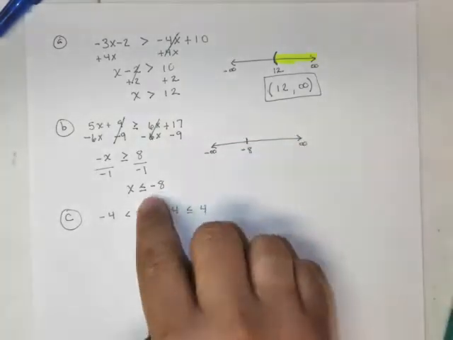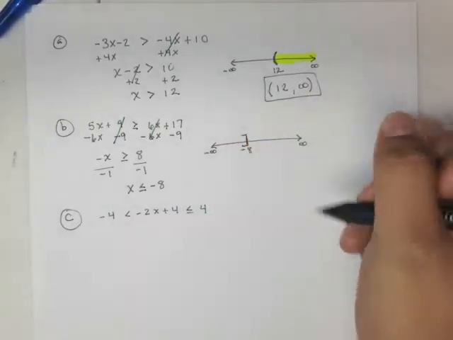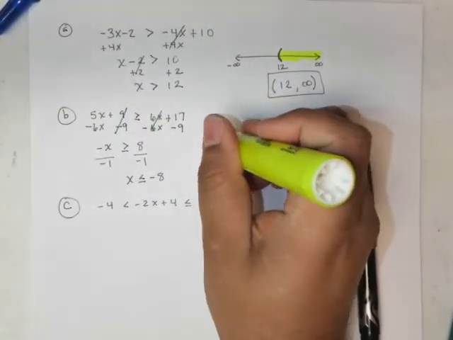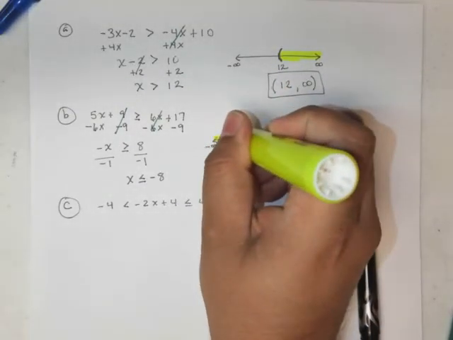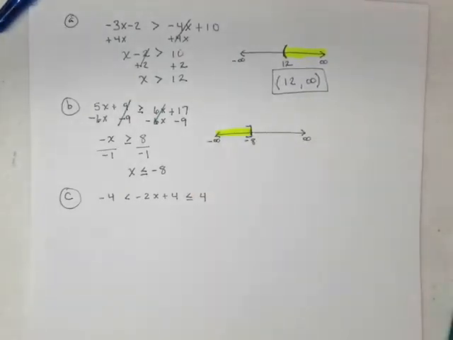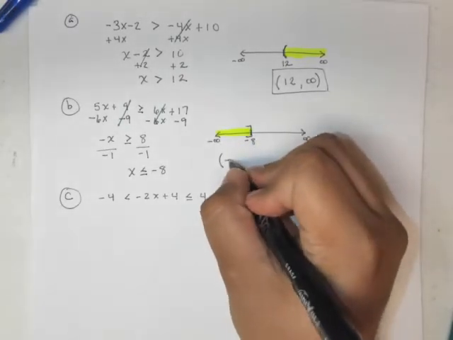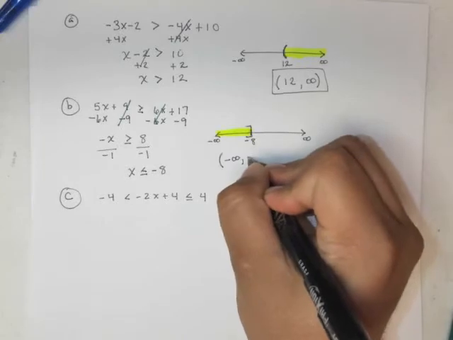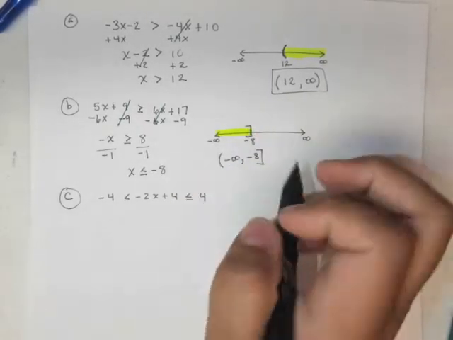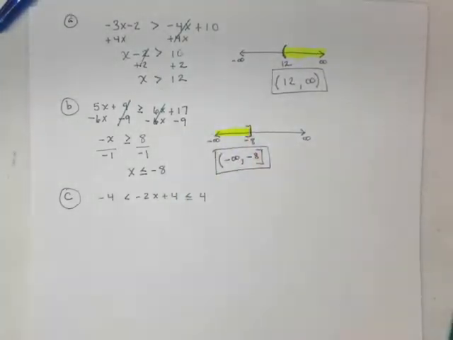So what we're going to do, because it's less than or equal to, we actually need to put a square bracket. All right, so there's my square bracket, and I am going to highlight this way to the left of the negative 8. And if I'm talking about interval notation once more, I'm going to end up writing parentheses for the infinity, so negative infinity, parentheses to negative 8 with a square bracket, just like this one right here. So this would be the interval notation answer for this inequality right here.